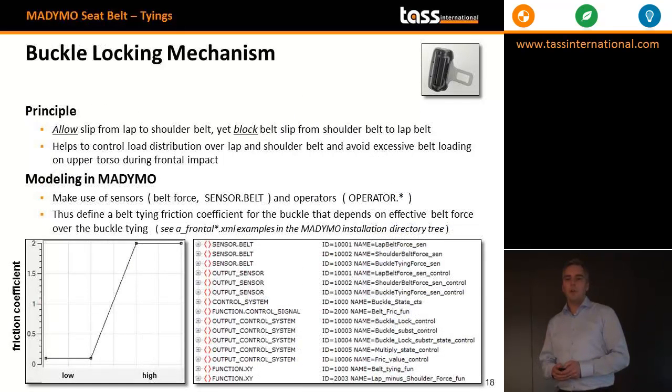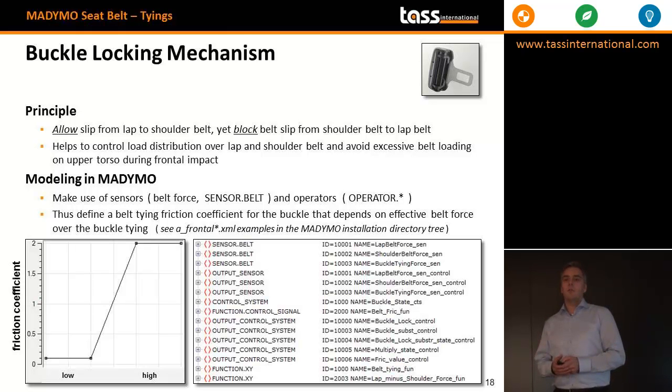For the buckle, we also have a buckle locking mechanism option. In modern belt systems, a buckle locking mechanism is often present, and the principle is that a locking mechanism allows slip from the lap belt to the shoulder belt, yet it blocks the slip from the shoulder belt to the lap belt. In this way, the load distribution over the upper and lower torso of an occupant is controlled, and this adds to the safety of the occupant.